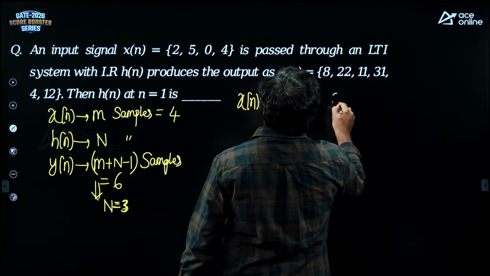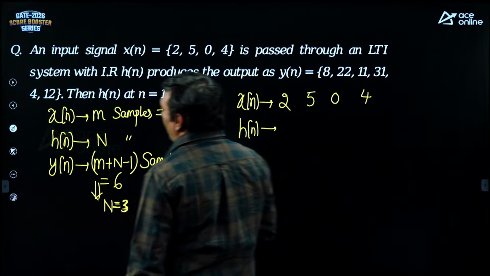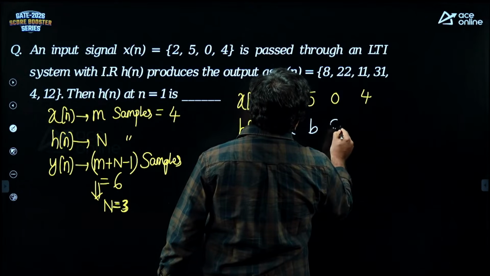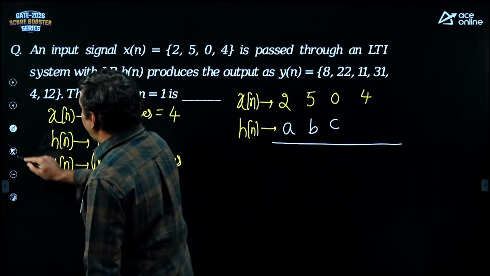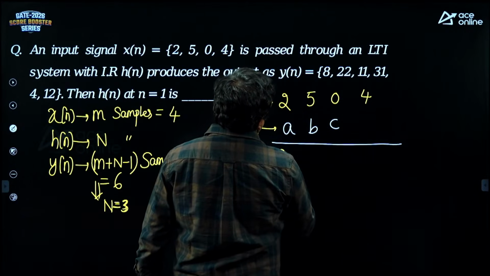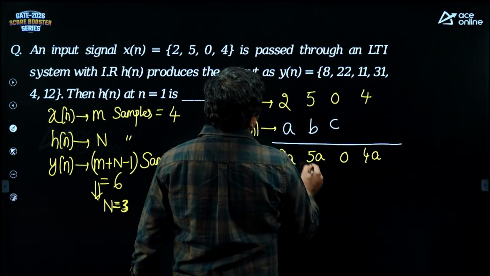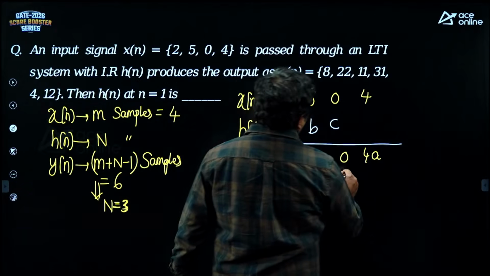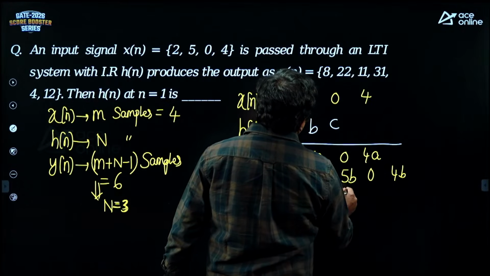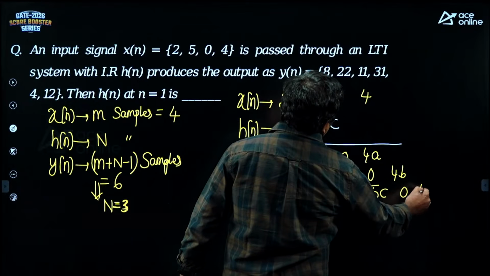Input data is 2, 5, 0, 4, the system is unknown, but we know its length. It should contain 3 samples. Let us assume it is A, B, C. Take the product: 2A, 5A, 0, 4A, then 2B, 5B, 0, 4B, then 2C, 5C, 0.